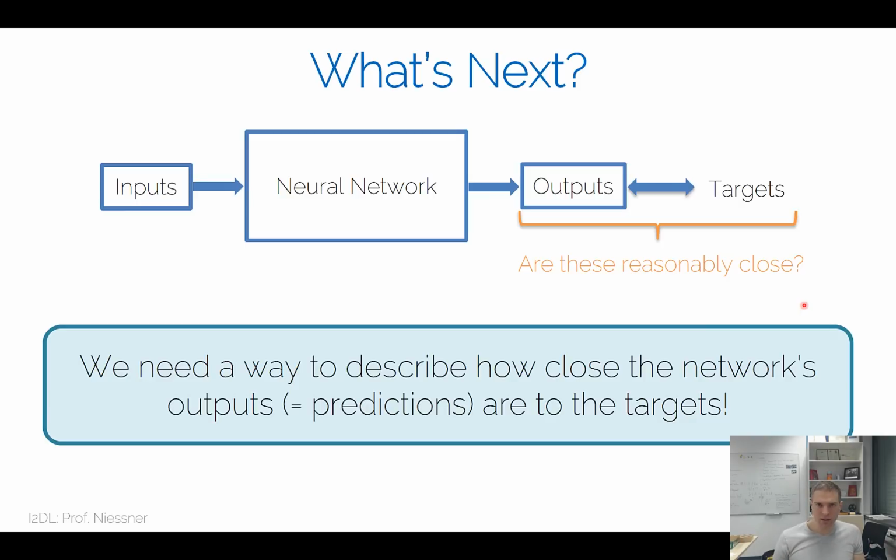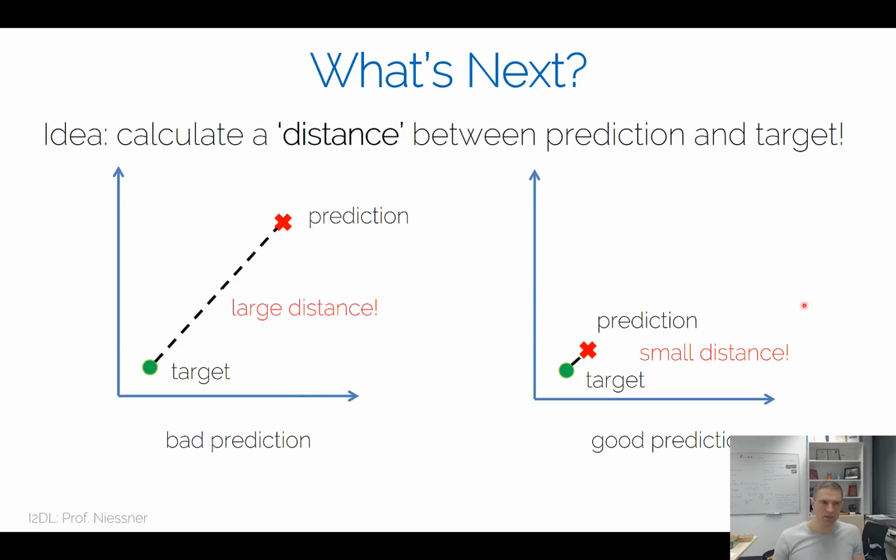And what we would like to do is very simple, right? We just run a training sample through a neural network, and then we calculate a distance between the prediction and what the output should be. If we have a large distance, we have a bad prediction. If we have a small distance, we have a good prediction. That's all we want to do.